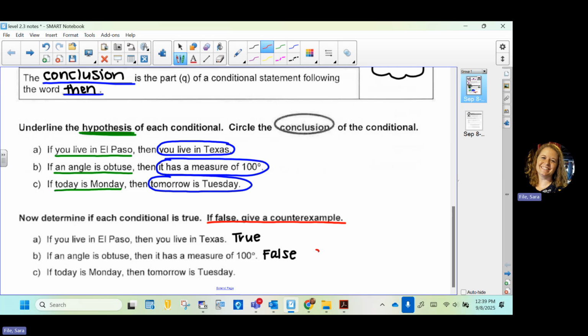95, good. So a 95-degree angle would be a counterexample to that conditional statement, because 95 is not 100, but it's still obtuse. If you need to, put in parentheses, obtuse is between 90 and 180. Put that in parentheses so you remember that.